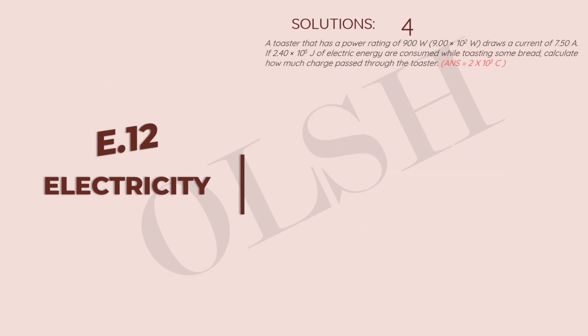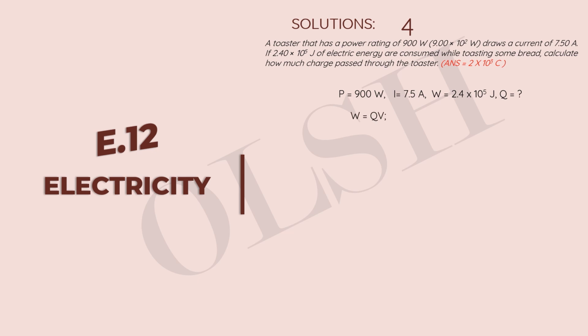Okay, so let's move on to number 4. A toaster that has a power rating of 900 watts draws a current of 7.5 amps. If 2.4 times 10 raised to power 5 joules of electrical energy is consumed while toasting some bread, calculate how much charge passed through the toaster. Remember we have the toaster at 900 watts and 7.5 amps rating. The work done to convert the electrical energy to heat is 2.4 times 10 raised to power 5, the electrical energy consumed. We're asked to find the charge that passes through the toaster during this time.